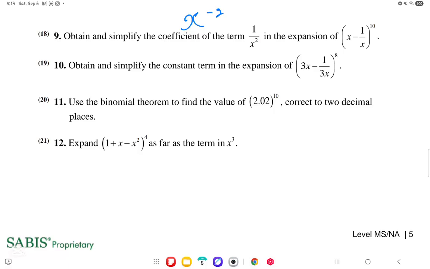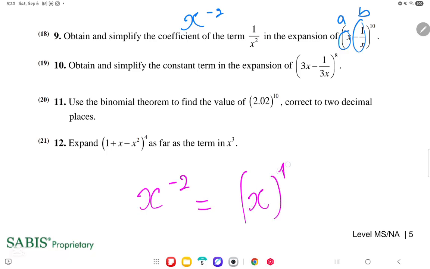Okay? Now, in the expansion of x minus 1 over x to the power of 10. This is our a, this is our b. Which one of them has x? Here, both of them have x. So in the case that both of them have x, what do we do? We will take their exponent, okay? And we will form an equation. What's this equation? x to the power of minus 2 is equal to x to the power of a. A is what? It's 10 minus k, right? Because 10 is our n. Or no, wait. Let's just do n minus k. Times what? Minus 1 over x to the power of k. Whenever we see x in the denominator, we don't like to keep it, so we will change its sign to x to the power of minus 1.